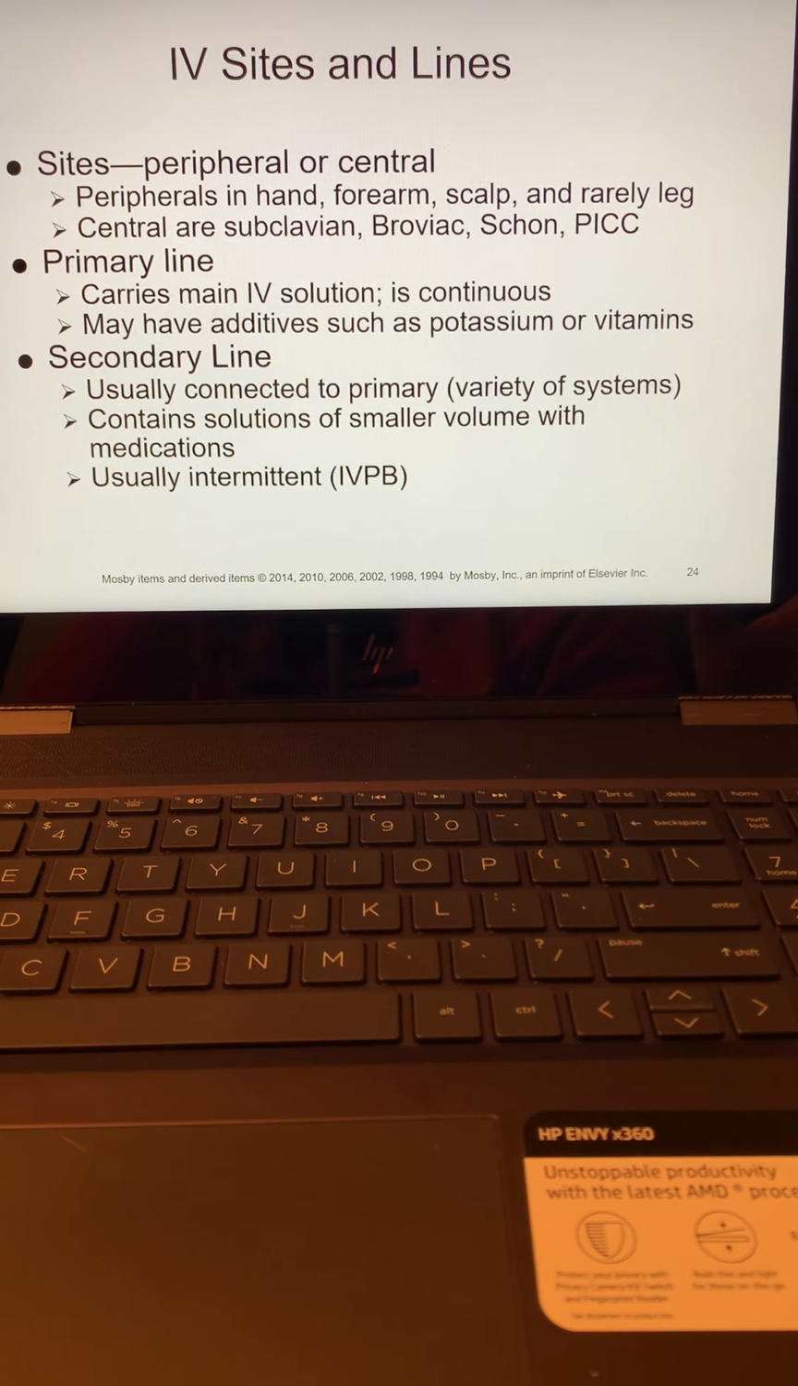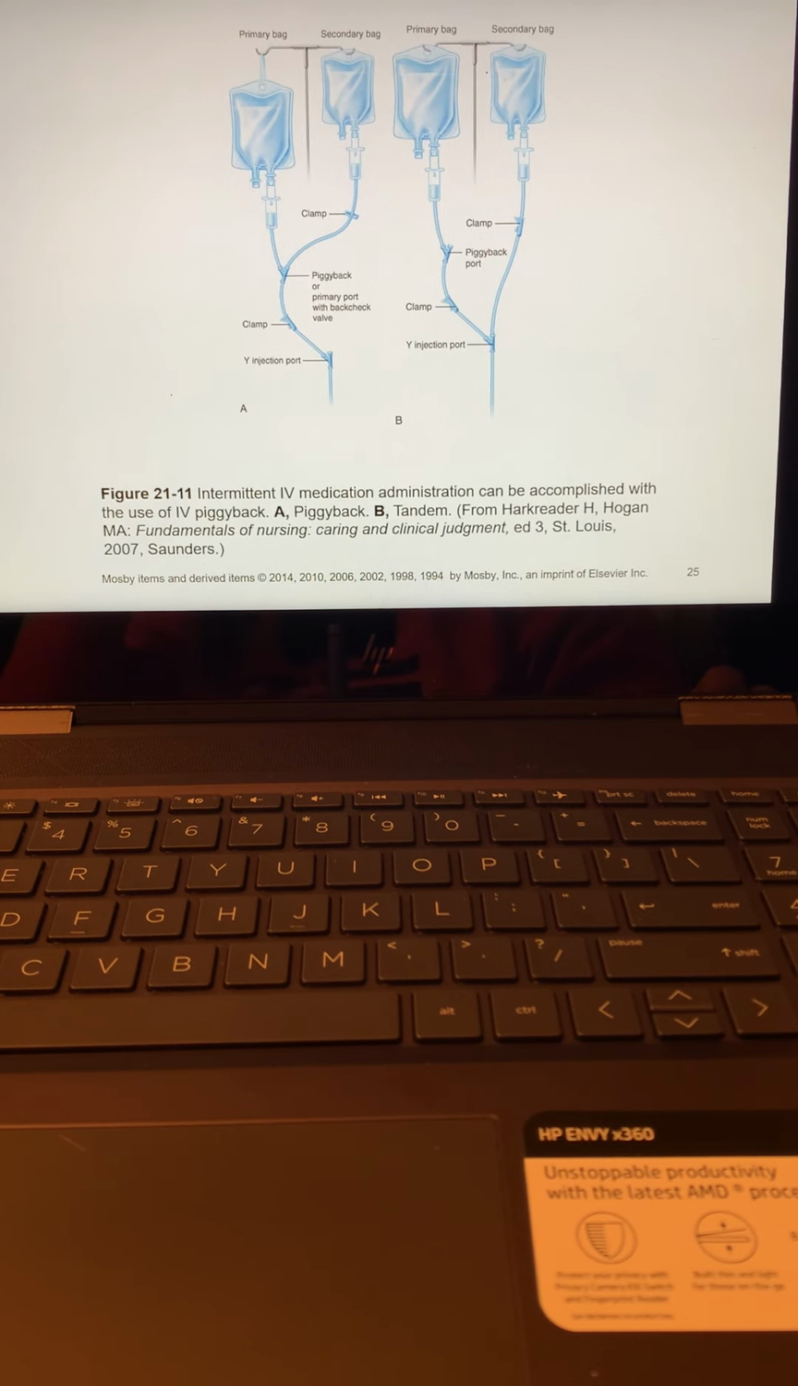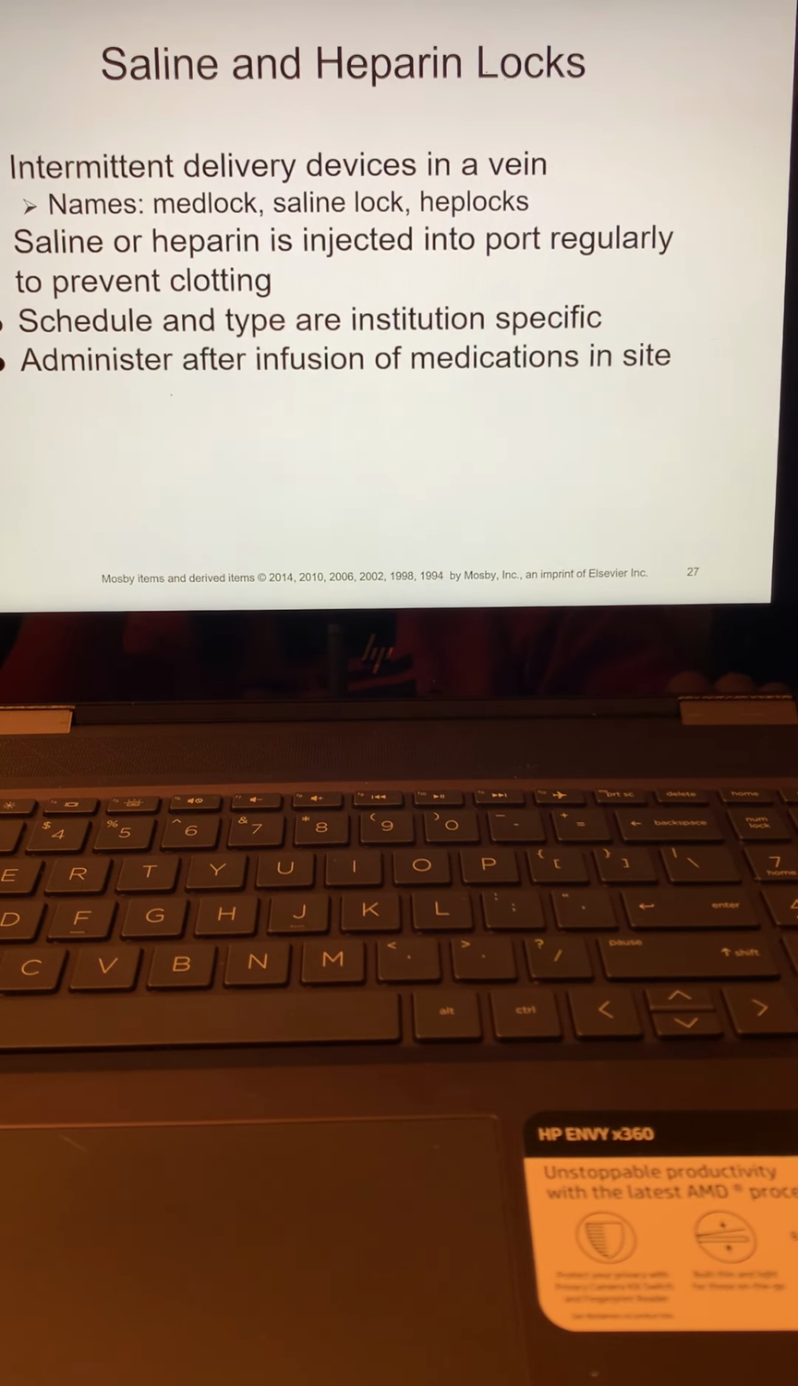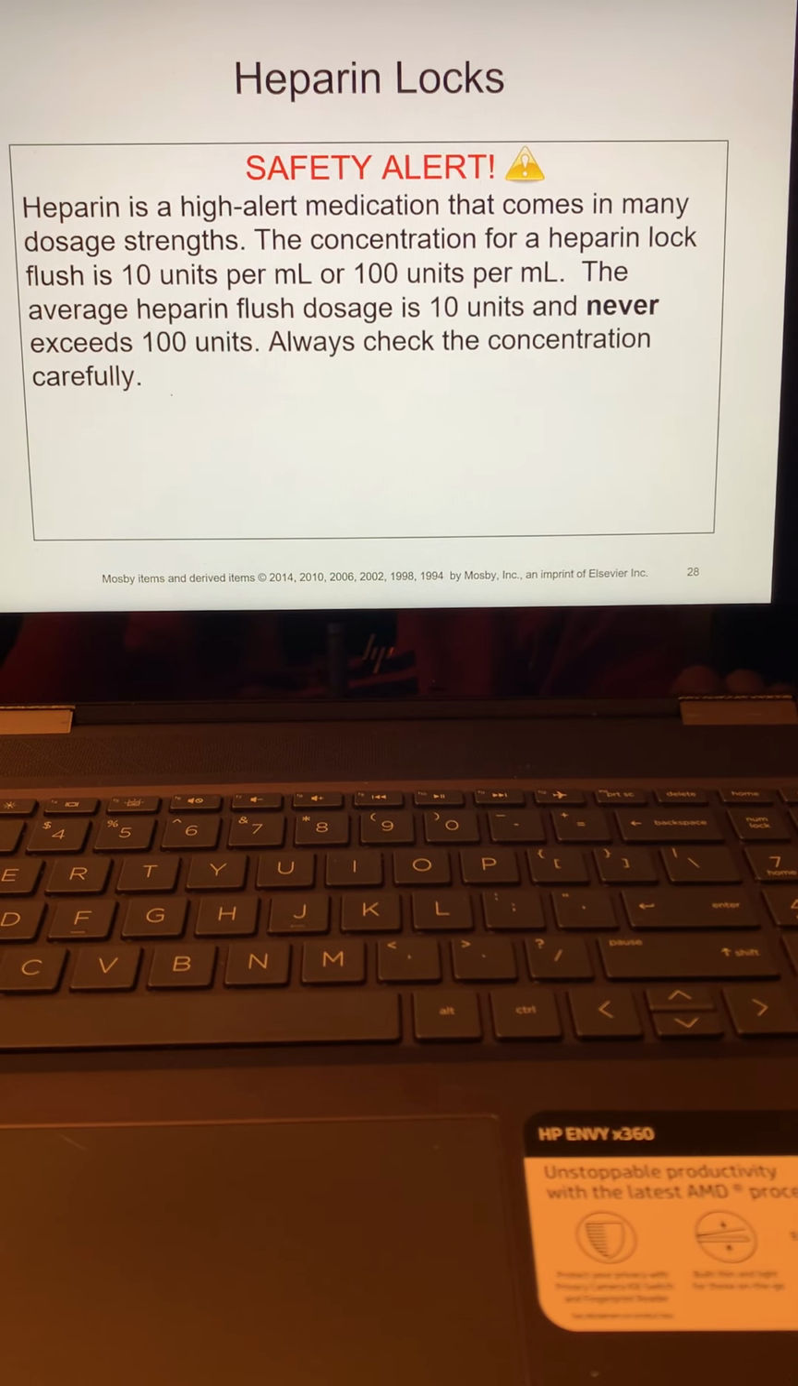The line itself is longer, and it sits closer to the heart. The primary line carries the main IV solution. This is going to be your continuous fluid or whatever. You can add things like potassium or vitamins, depending on your order. And then the secondary line is going to be that smaller volume, like your intermittent piggyback, things like that. So this shows your primary bag and your secondary bag. Primary is here, your secondary is here, and they piggyback off of each other. Don't worry about that stuff.